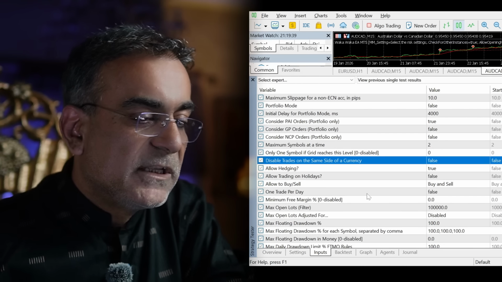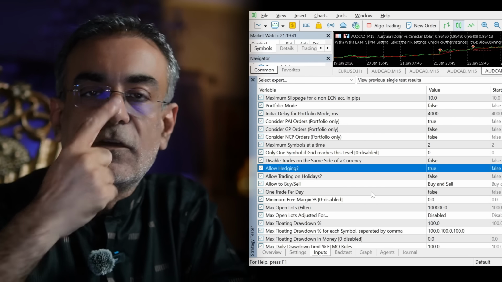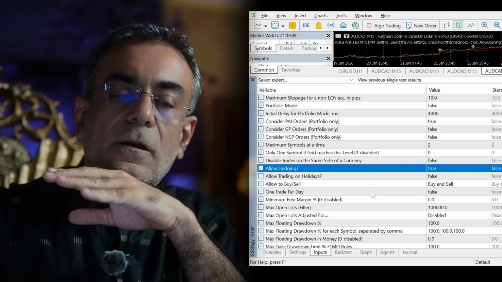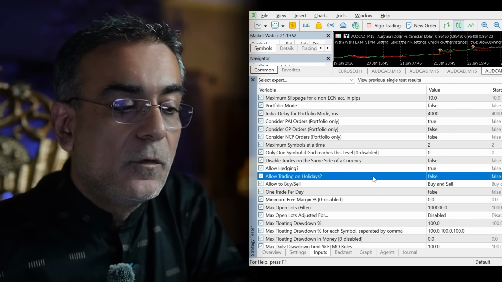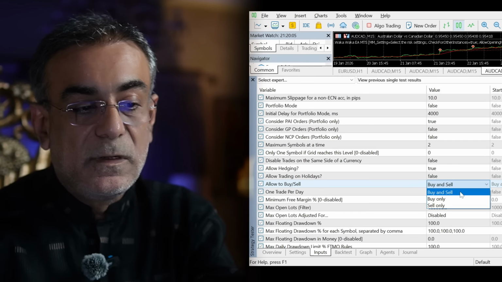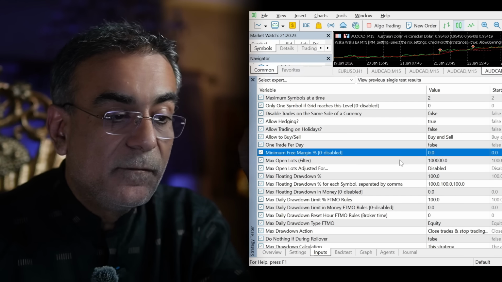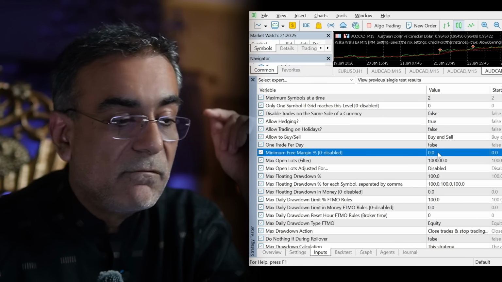Allow hedging, which is if there's a buy grid on the symbol, do you also allow a sell grid on the same symbol? Allow trading during holiday. A very simple one. Do you allow buy and sell, buy only or sell only? Minimum free margin. Okay, a validation.